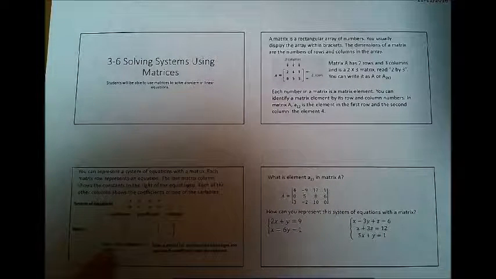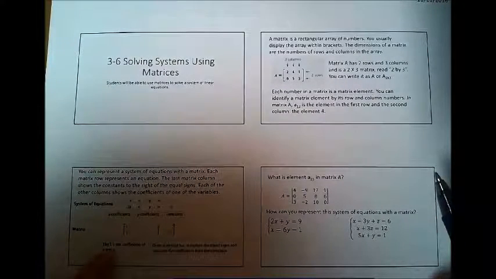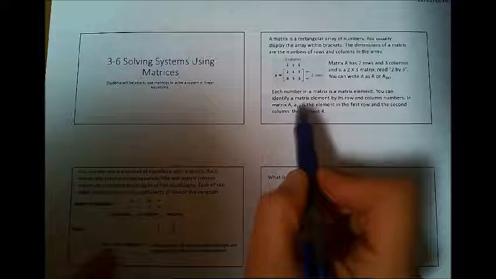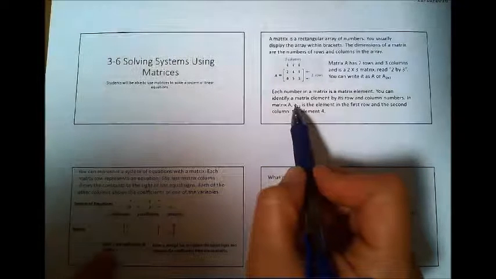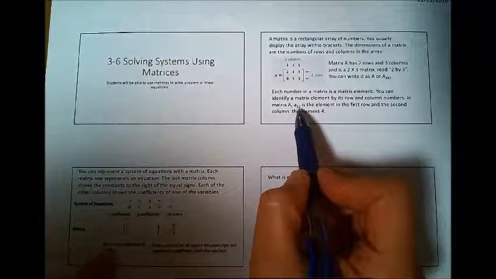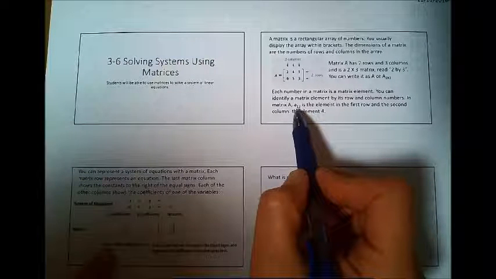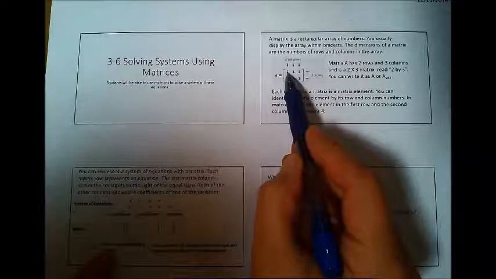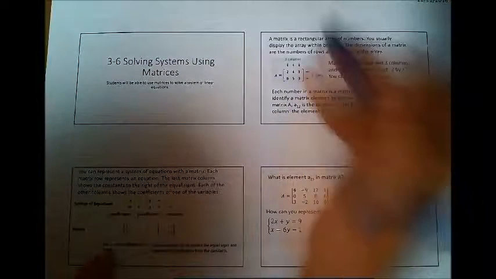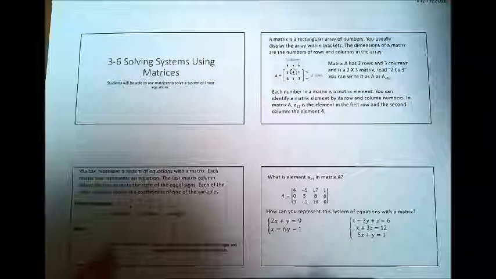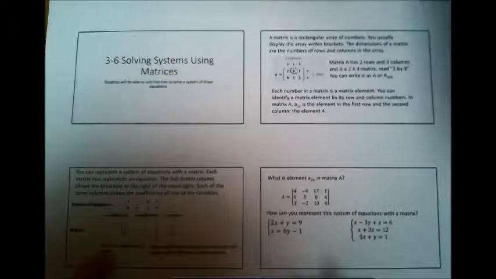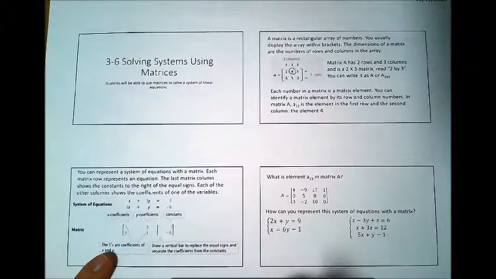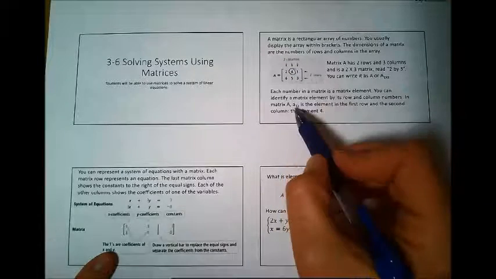Each number in a matrix is a matrix element. You can identify the matrix element by its row and column numbers. In the matrix, little a is the element, and then 1, 2 means it's in the first row, second column. So first row, second column, 4 is your matrix element a 1, 2. It's always rows first, then columns.